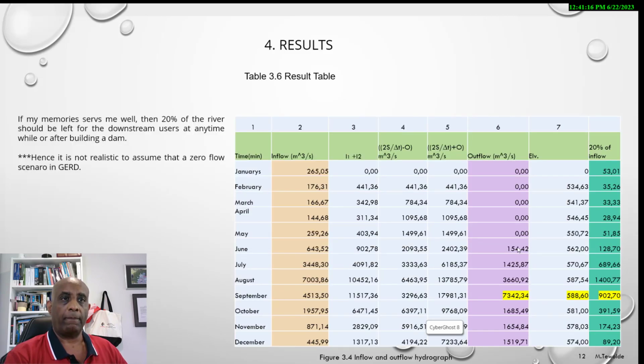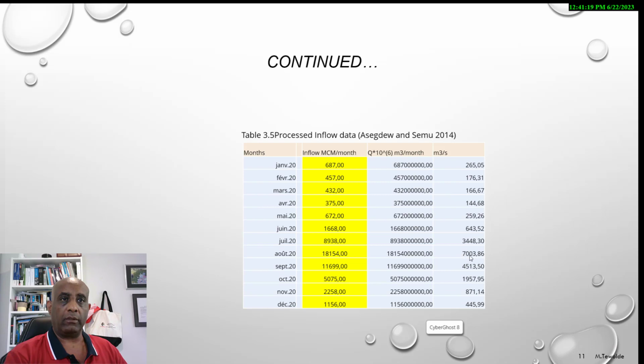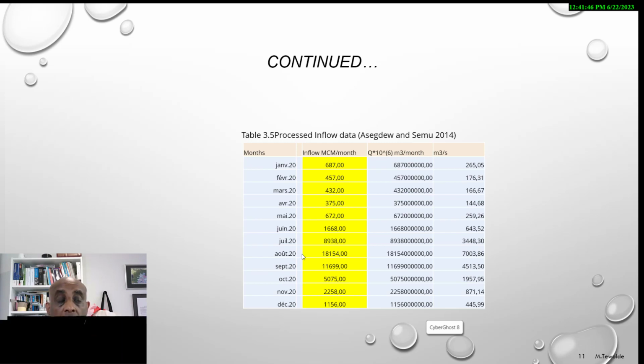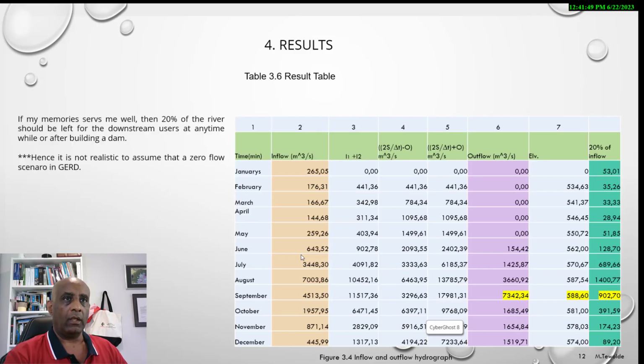You can see the peak inflow is this one. It is in août. Août means August. This is in français: janvier, février, mars, avril, mai, juin, juillet, août, October, November, and December. We use English and French. That is it. And this is the calculation I made manually.